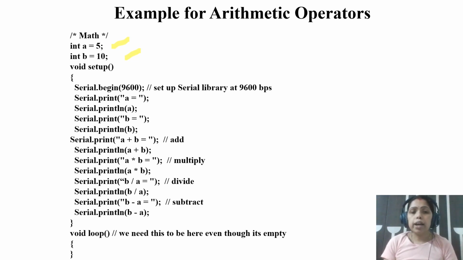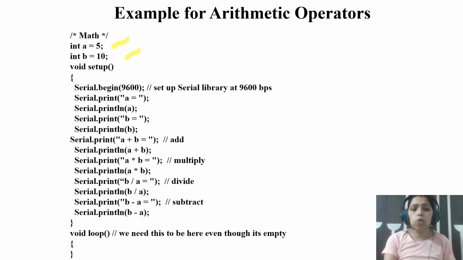As I have already told, there are two functions: one is void setup and the other is void loop. If you want to execute some code multiple times, then you have to write that code in the void loop function. Here we are doing a simple operation that is not executing multiple times, so the code is written in the void setup function.